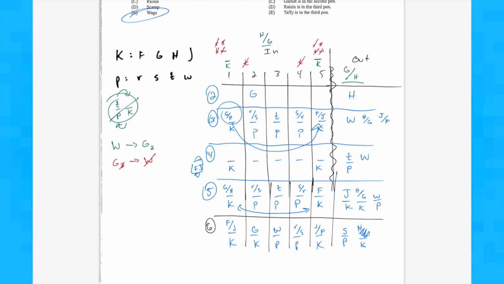Now that's a possibility, that's not a could be true. So let's think through what else is possible if we put S on the outside. If G doesn't go second, then W is on the outside. So basically what we're attempting here is one scenario where W is in and another scenario where W is out.